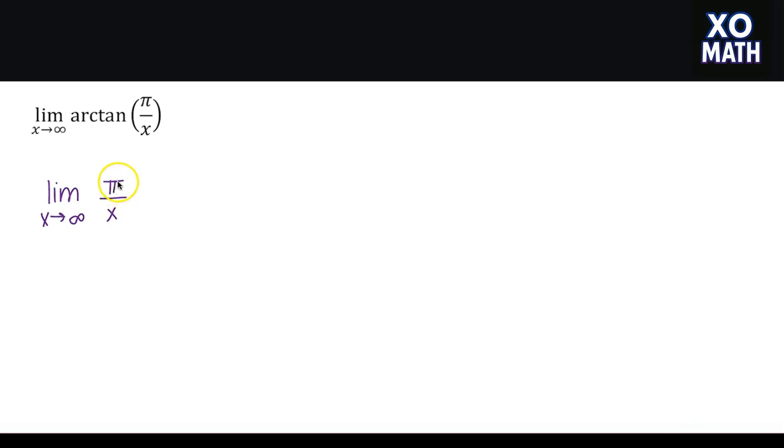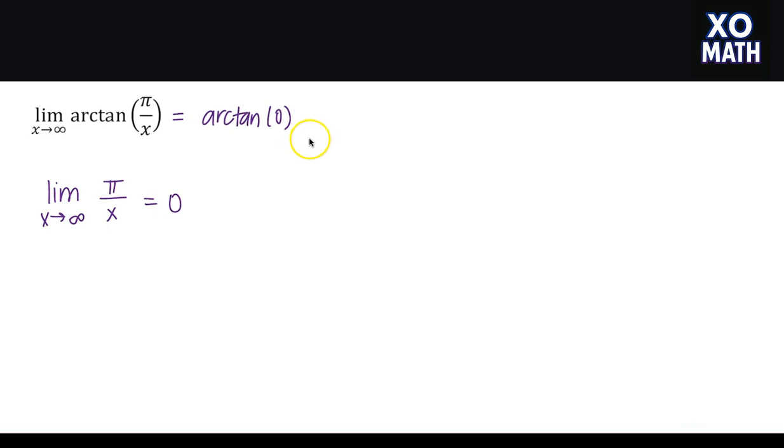Well, pi is a constant, just a number. So as x is approaching infinity, or as the denominator is getting bigger and bigger and bigger, this overall fraction is getting smaller, or getting closer to 0. So now, evaluating the limit as x approaches infinity of arctangent of pi over x, that's just going to end up being arctangent of 0, because that inside is going to 0.